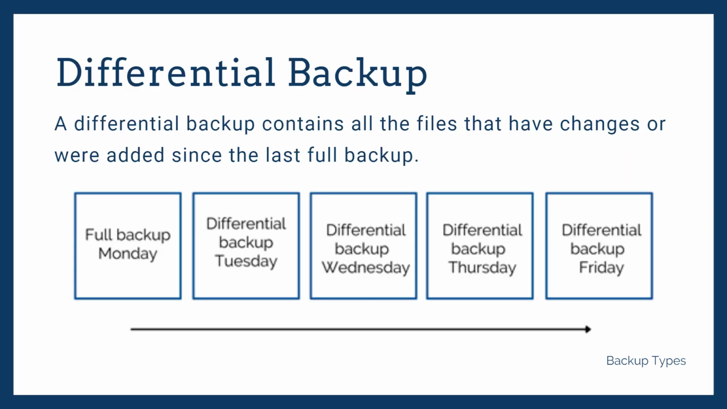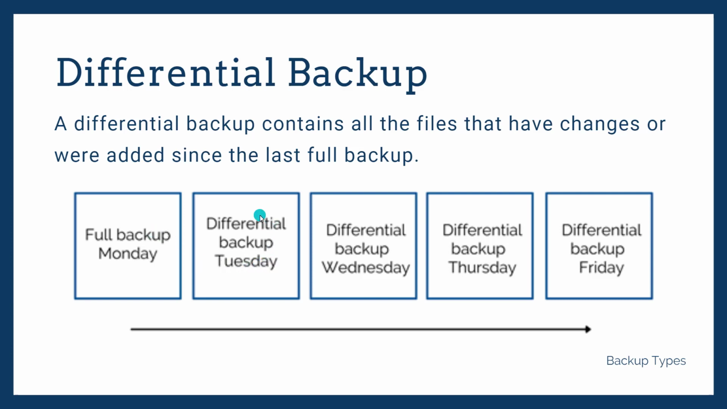A differential backup is a backup that contains only the files that have changed or were added since the last full backup. All right, so a backup would consist of a chain of full and differential backups. For example, on Monday, you do a full backup. Just for sake of illustration, I'm going to back up my documents folder. So my full backup will contain everything that's in that documents folder.